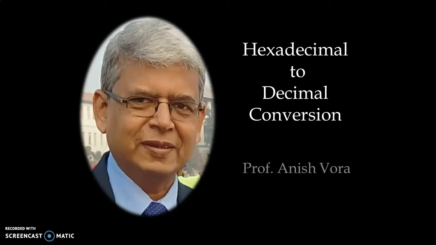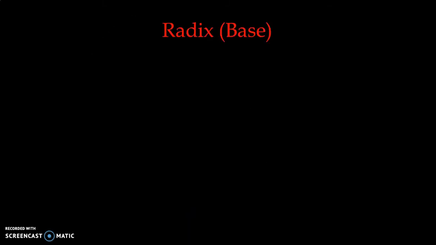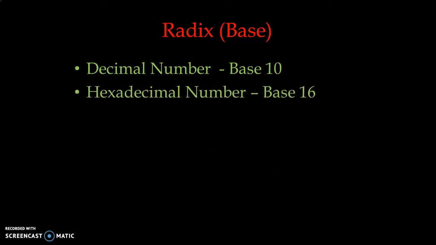In this video lecture, we will study how to convert any hexadecimal number into an equivalent decimal number. We start with the base, or we call it the radix, because we are converting hexadecimal into decimal. So we should know what exactly we mean by the decimal number system and what the hexadecimal number system is. In case of decimal, we know that we always take a base of 10, while in case of the hexadecimal number system, the base is 16.